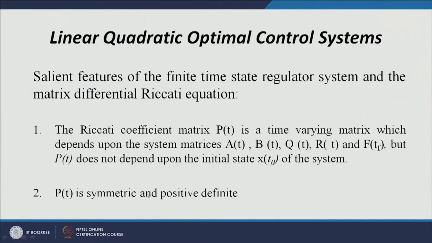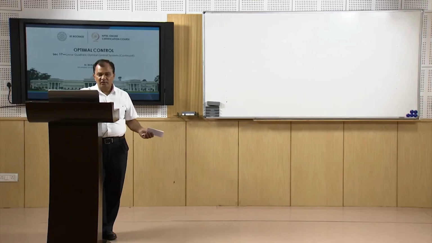So, the second feature is that my P(t) should be symmetric, as we have discussed. This is symmetric because P(tf) equals F(tf), and F(tf) is a symmetric matrix. So, P(t) will also be a symmetric matrix.